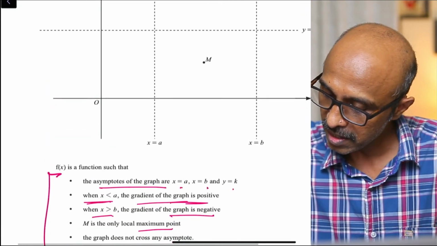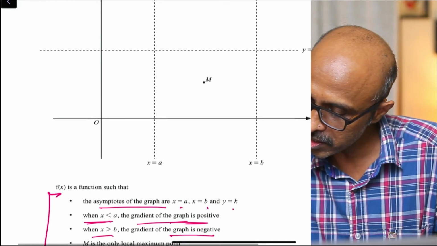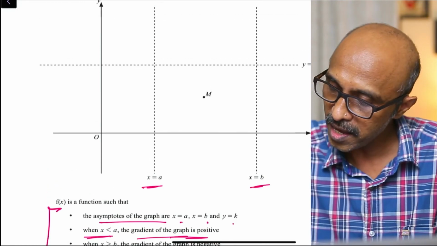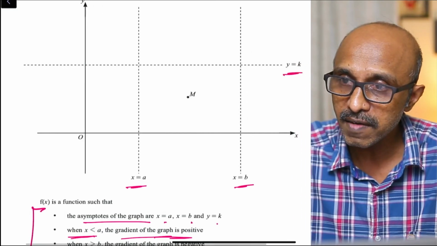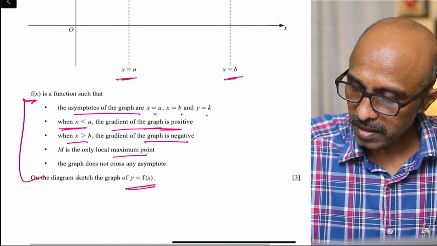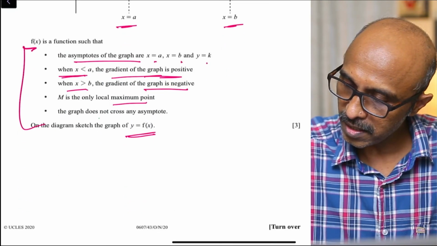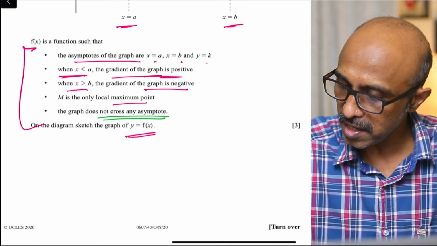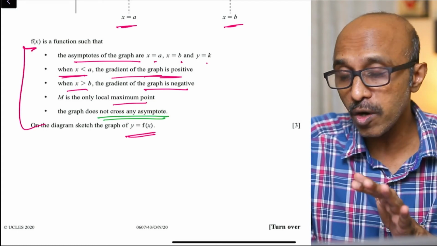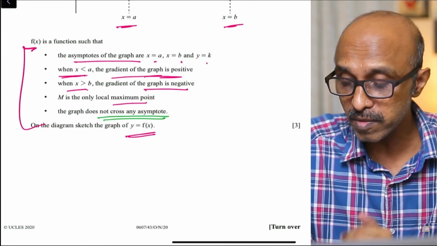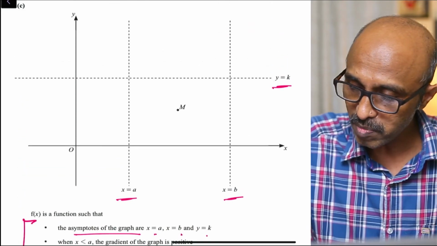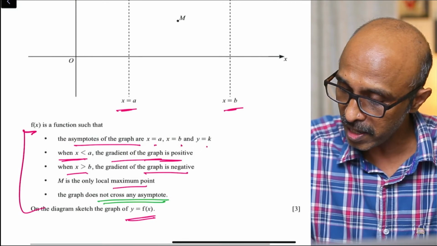Okay. So let's see. The asymptotes are at x equals a, x equals b, and y equals k. Let me just make sure that it's in the view of the camera. The other information given to us is that the graph does not cross any asymptote. And that is also important because a function may cross the horizontal asymptote, but not the vertical asymptote. And in this case, if it does not cross any asymptote, that means it's got to be in any of the blocks. Okay, so let's keep that in mind.